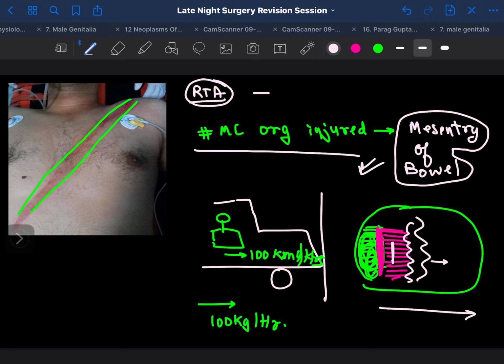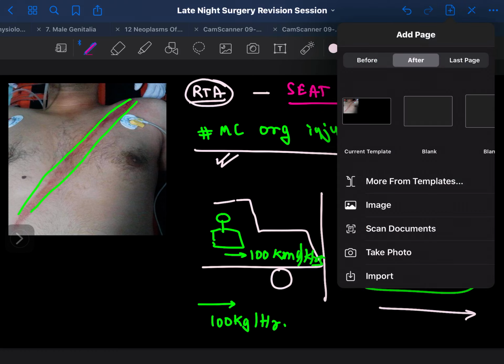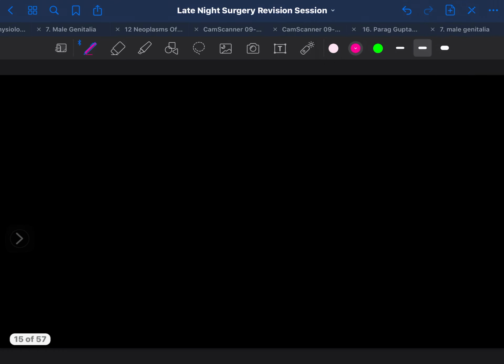But even if you don't, please make sure that you know that the most common organ injured in the seat belt injury, okay, what we're talking about? We are talking about the seat belt injury. So the most common organ which is injured in the seatbelt injury is nothing but the mesentery of the bowel. Okay, I hope you understood this point. Now, what is the next most common organ? So what is the second most common organ or structure which is injured?